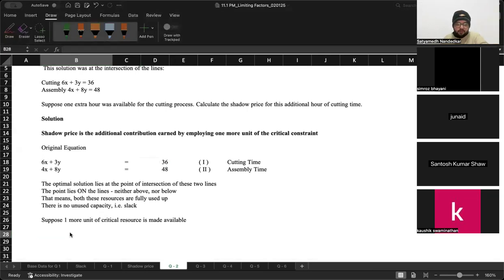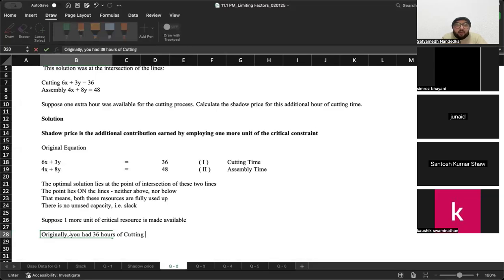So originally you had 36 hours of cutting time. Originally you had 36 hours of cutting time. Now one more hour is made available.